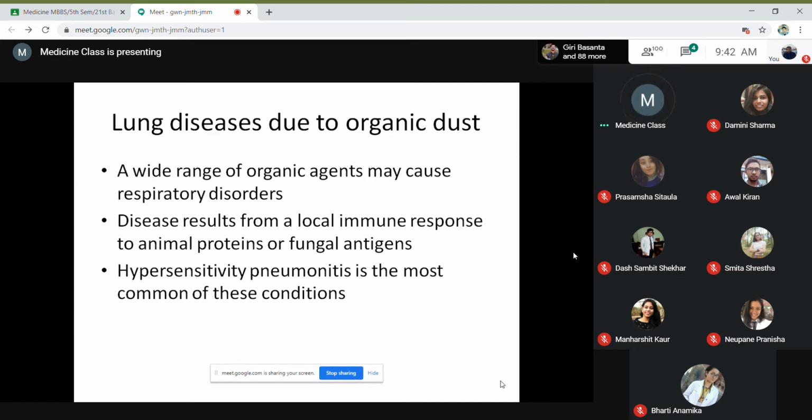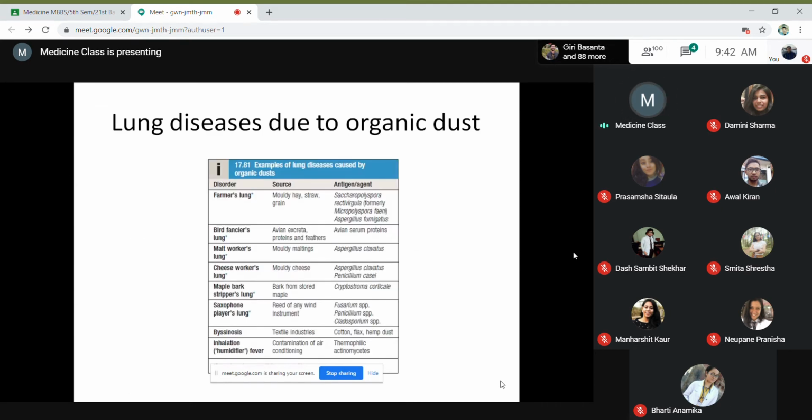We get quite a large number of patients who have exposure to different things, which results in the disease process. So farmer's lung occurs as a result of exposure to any of several possible sources of bacterial or fungal antigen. It may be in the form of hay, straw, grain. So it results in farmer's lung.